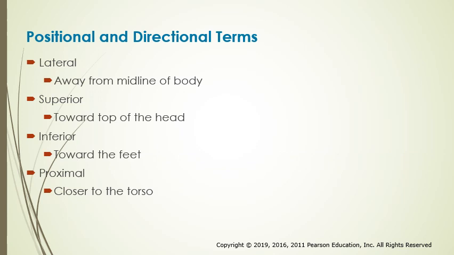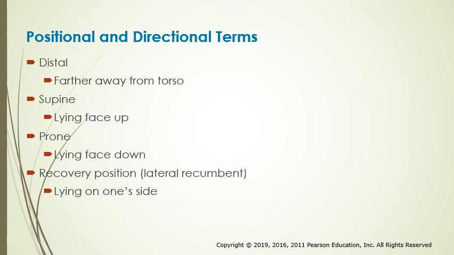Anything superior would be up towards your head, inferior towards your feet. Anything proximal would be closer to the torso. So for example, your bicep would be proximal to your elbow because it's closer to the torso than your elbow is. And then opposite to that, anything distal would be farther away from the torso. So your wrist would be distal to the elbow. So it's further away from the trunk than your elbow is.